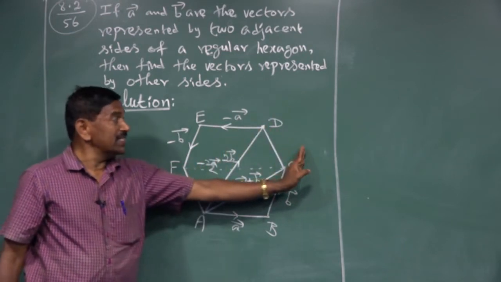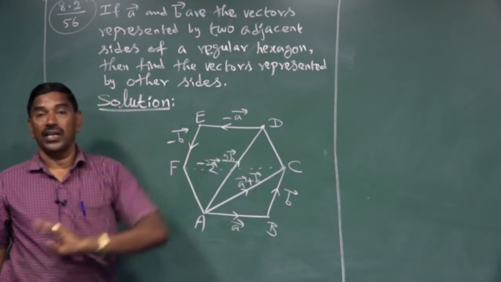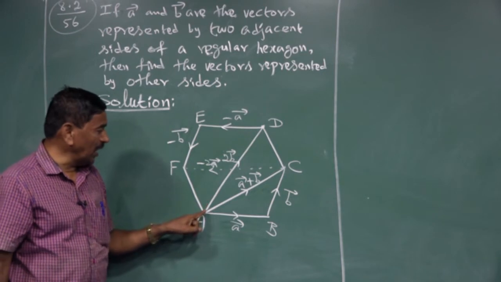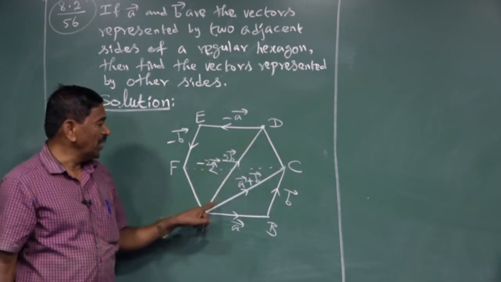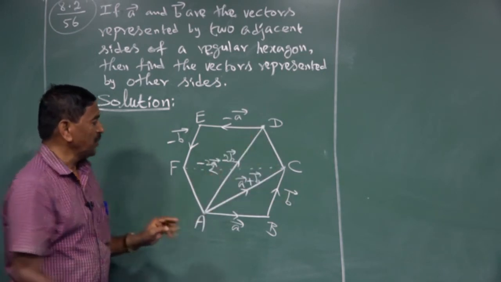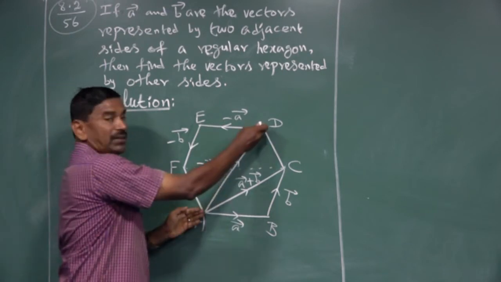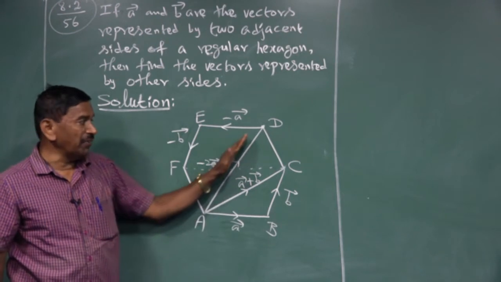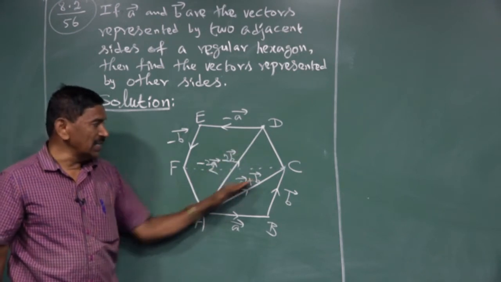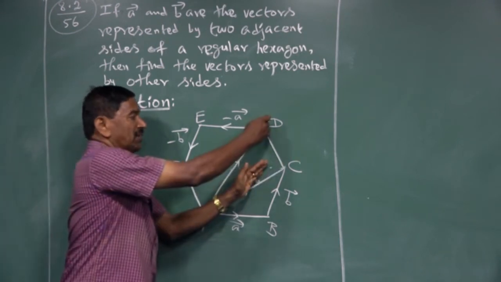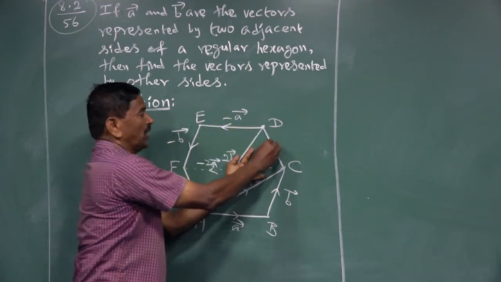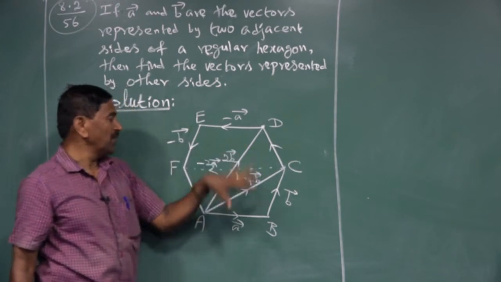To find CD vector, which triangle should I consider? Yes, triangle ACD. In triangle ACD, there is a straight route AD vector. AD vector is equal to AC vector plus CD vector. Using this triangle, we can find CD vector.